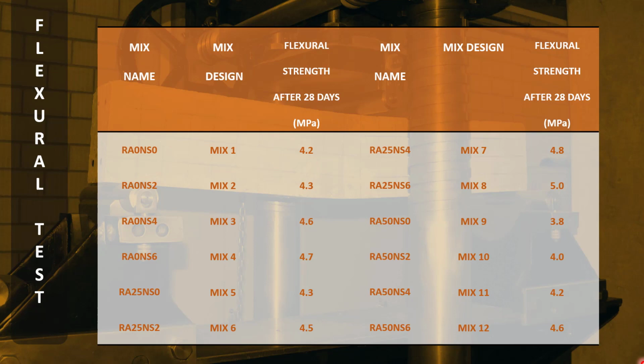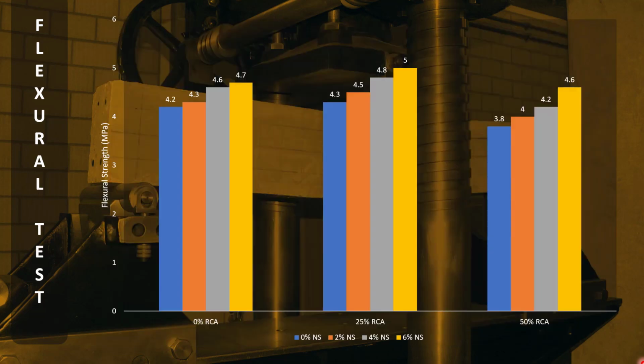Coming on to the flexural test results, we can see that increasing Nano-Silica increased the flexural strength, and 25% of recycled aggregates usage further increased the values. Moreover, the loss from using 50% of recycled aggregates is compensated by 4% of Nano-Silica, which equals it to the control mix. Here's the graph with similar trends as the previous two.